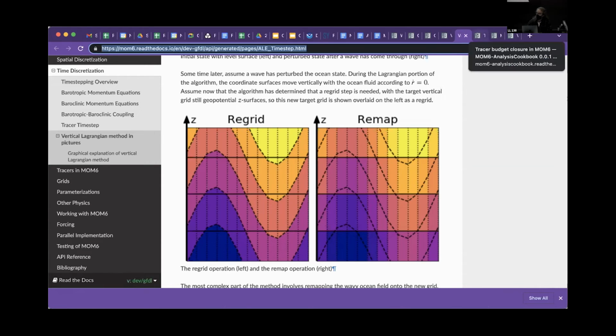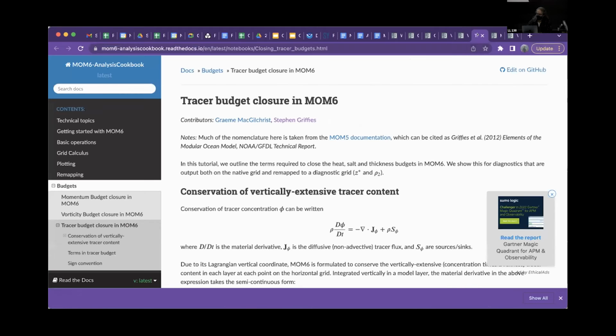Okay, diagnostics. So this is now moving to Ralph Dusen's cookbook.